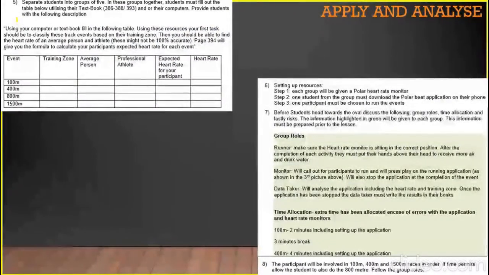To apply and analyze, students are sourcing secondary data on track events as seen in Activity 5. This is to frame the primary data for the track events students will be completing with the aid of the Polar Beat application and heart rate monitor. Activities 6 to 8, as seen on the slide, are very explicit and planned out to ensure that students receive the correct data and obviously reduce the time consumption that occurs with these activities.